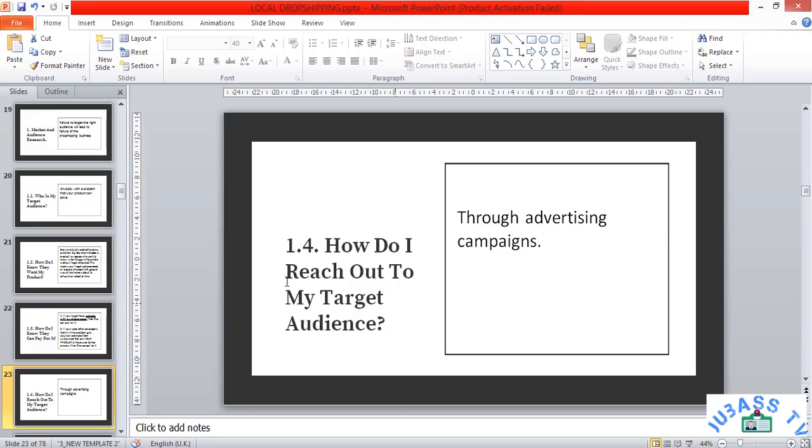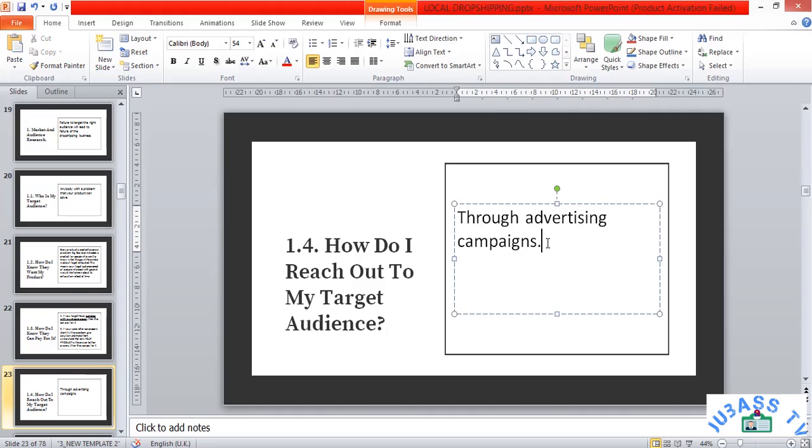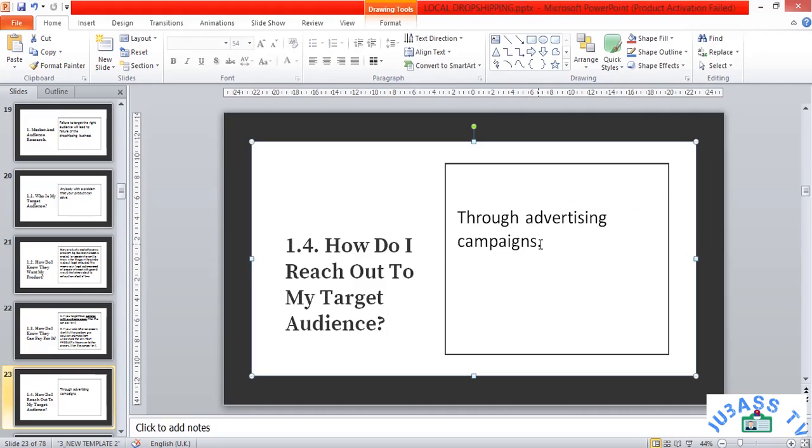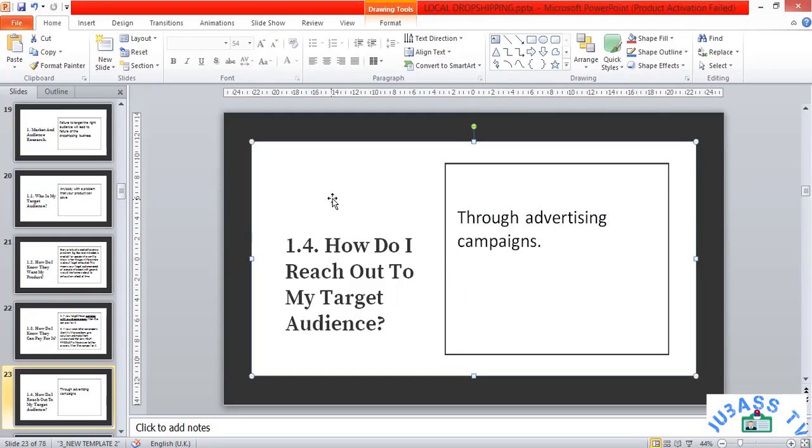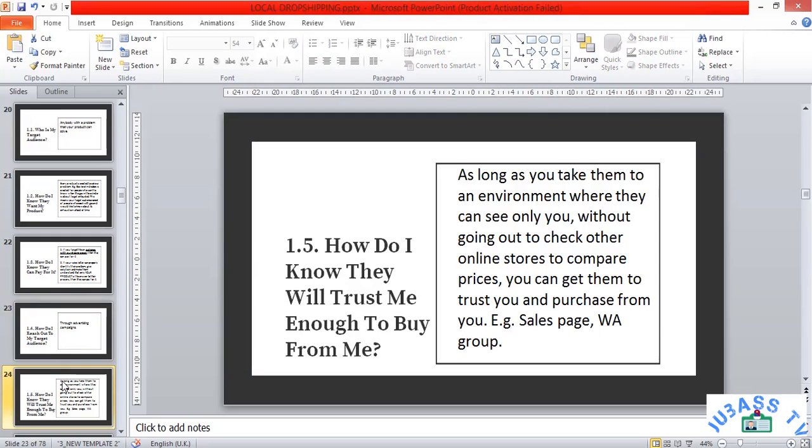So, how do I reach out to my target audience as a dropshipper? Through advertising campaigns. Now, these advertising campaigns can be a sponsored post in a group, can be free adverts in a buy and sell group, could be paid traffic through Facebook ads, whatever format it comes in. The major title for it is advertising campaigns. All right, now let's move on to the next topic.